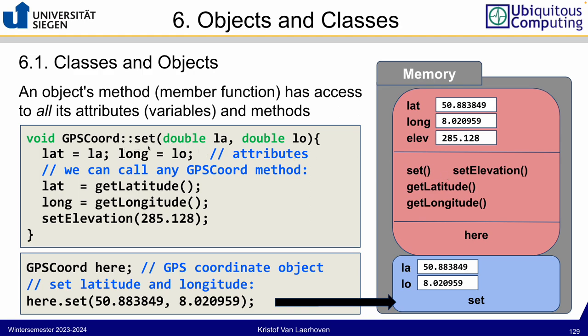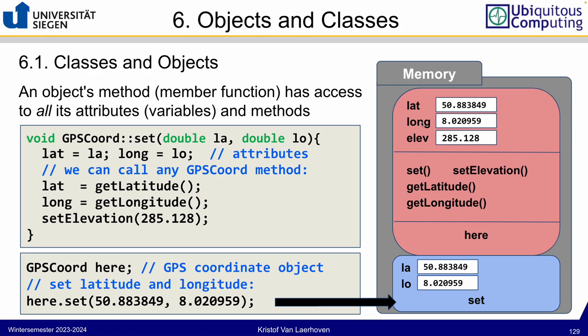And that's how the set function works, right? We set lat, which is this variable over here, the private attribute, to the value of LA, which is the parameter of the method. So when set is called with a particular number and the latitude is 50, for instance, then lat gets the value 50, just like that. The same goes for longitude. Longitude is this private attribute, this double that is inside the class.